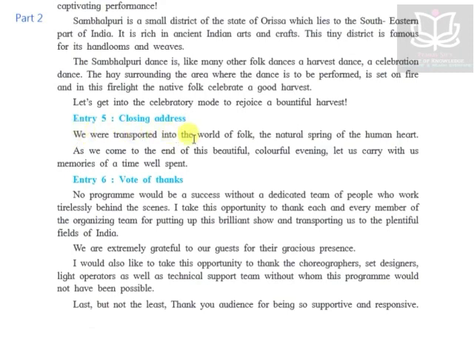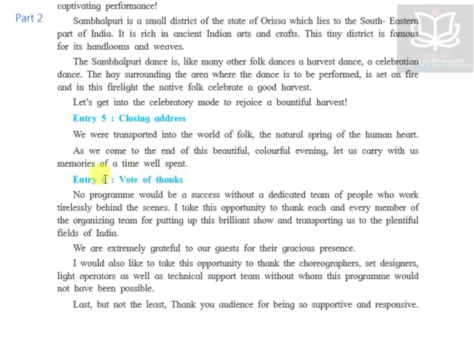So we are transported into the world of folk, the natural spring of the human heart. As we come to the end of this beautiful, colorful evening, let us carry with us memories of a lifetime well spent. So last is entry 6, which is the vote of thanks.